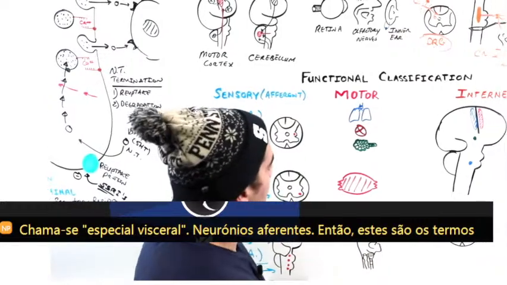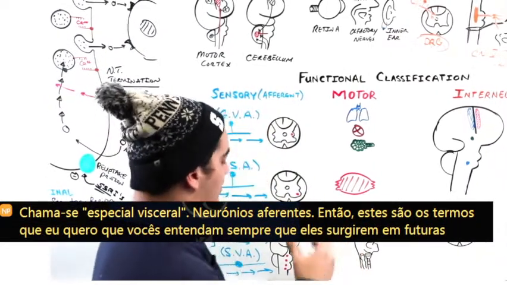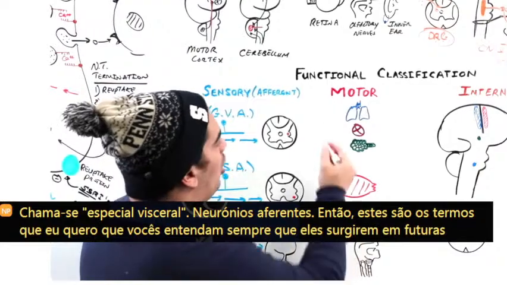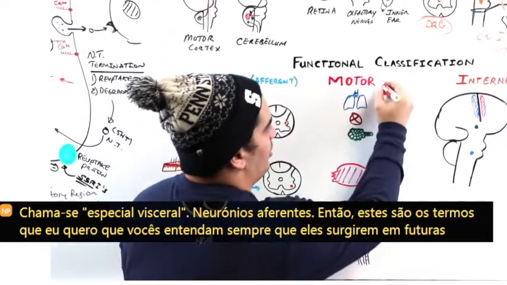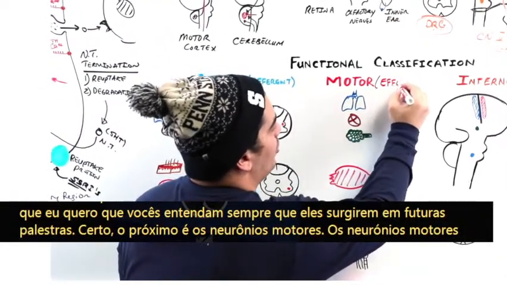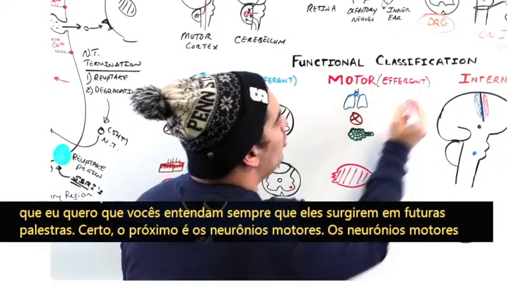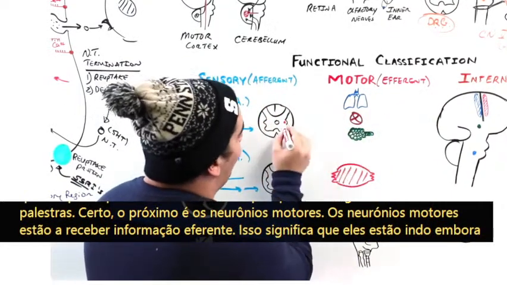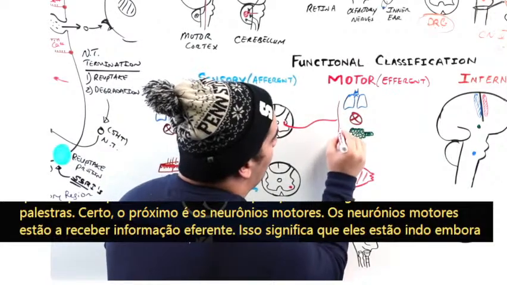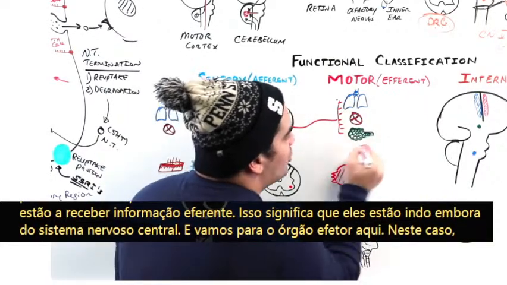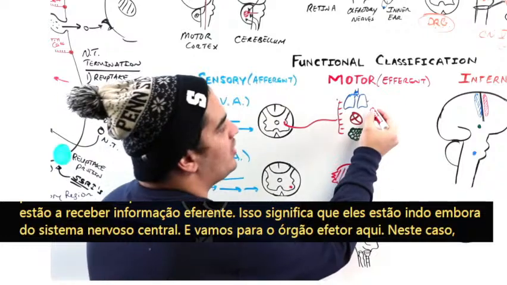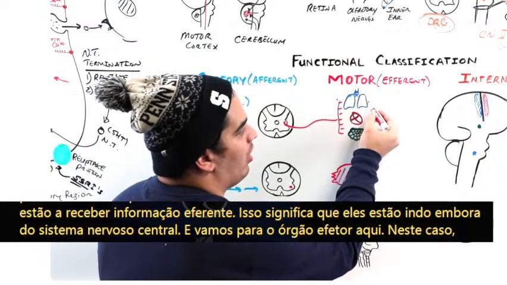So these are terms that I want you to understand whenever they come up in future lectures. All right. The next one is the motor neurons. Motor neurons are taking efferent information. That means they're going away from the central nervous system and going to the effector organ here. In this case, it could be going to your visceral organs. Maybe it's going to the smooth muscle within the respiratory bronchi.